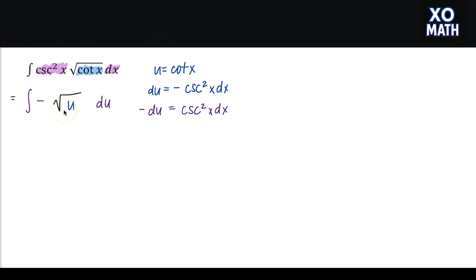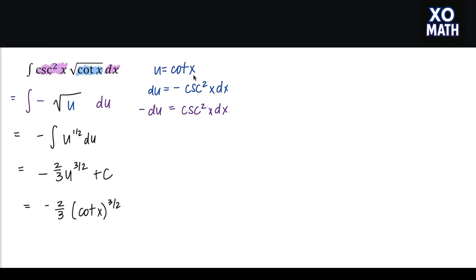So the square root of u is u to the 1/2. So we'll pull the negative out, the integral of u to the 1/2 du. We will do the power rule here, so we'll have u to the 3/2 times 2/3 plus c. And then we will substitute our u back in, which was cotangent x, leaving us with negative 2/3 cotangent x to the 3/2 plus c.